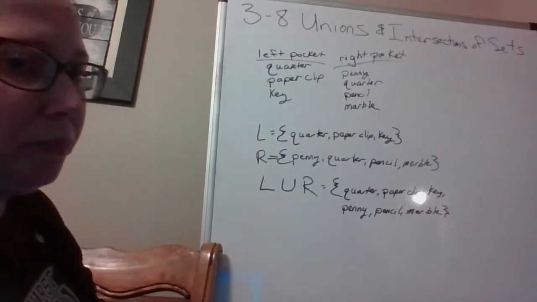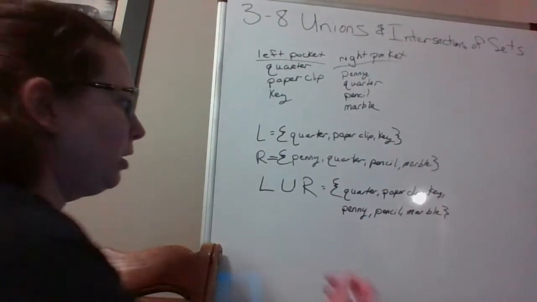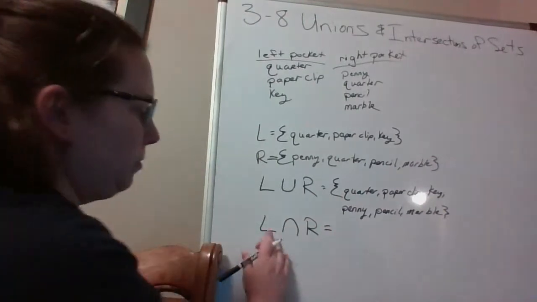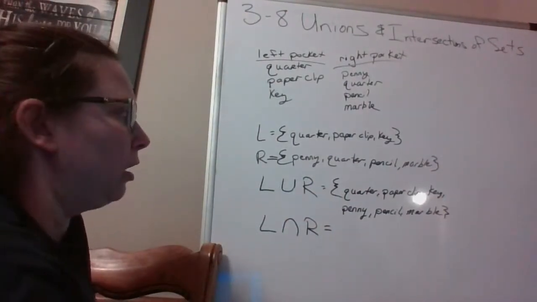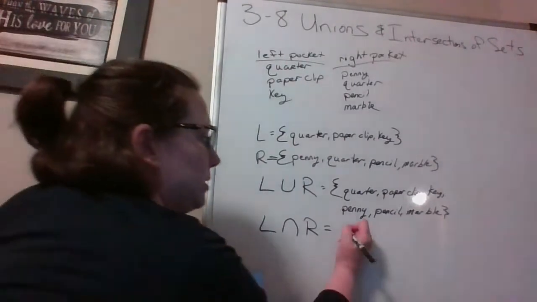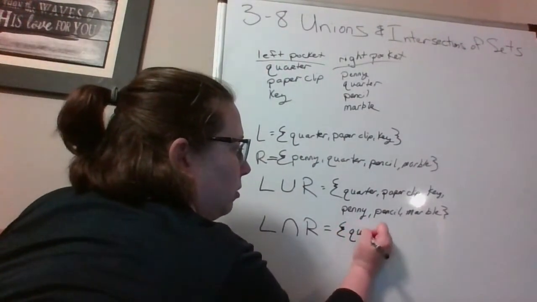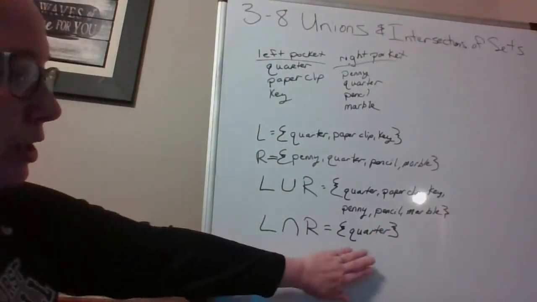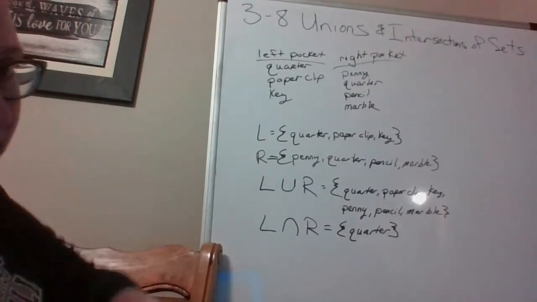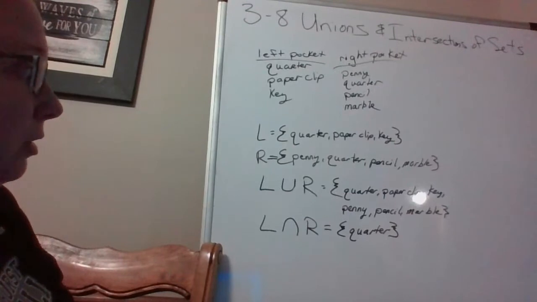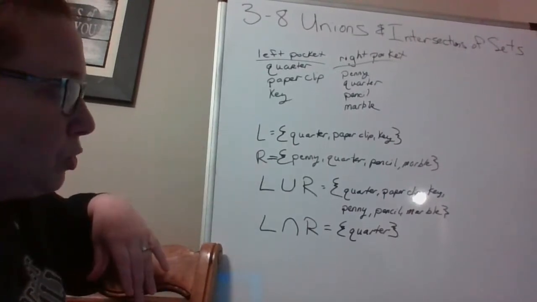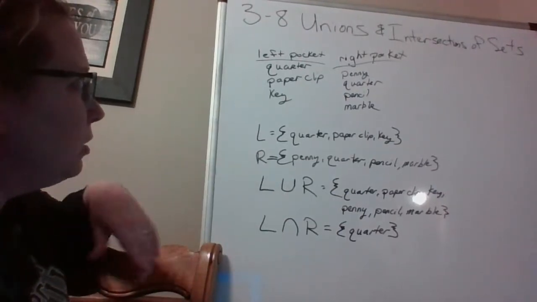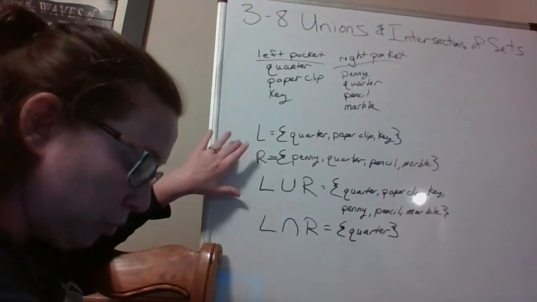That is the union. If you were talking about the intersection here, so that's when we use the upside down U. So I'm saying the intersection of L and R, that would be quarter because that's the only thing that is in both. We don't have disjoint sets because they do overlap on quarter. They both involve quarter. So that is example 1 or problem 1.